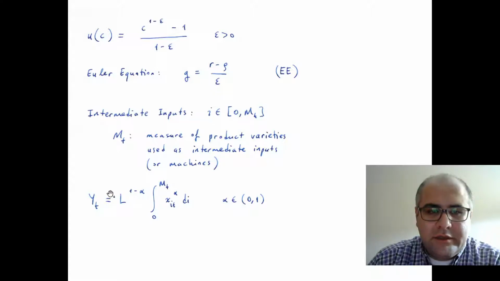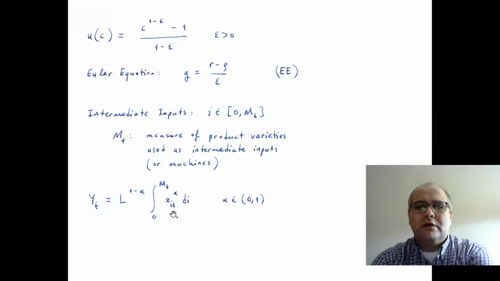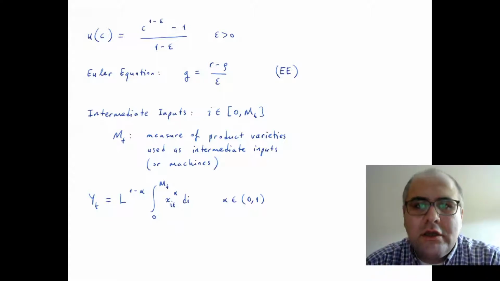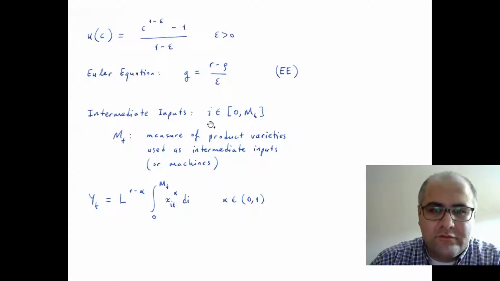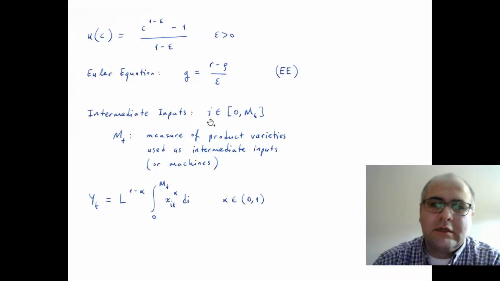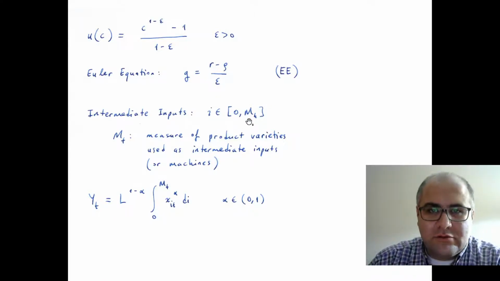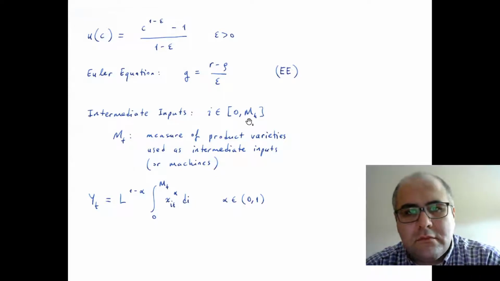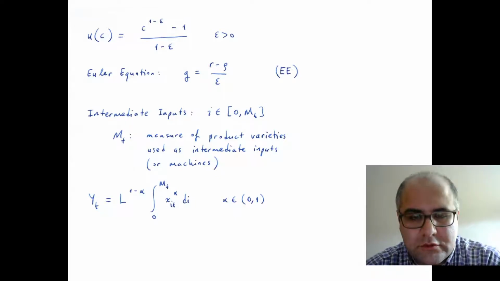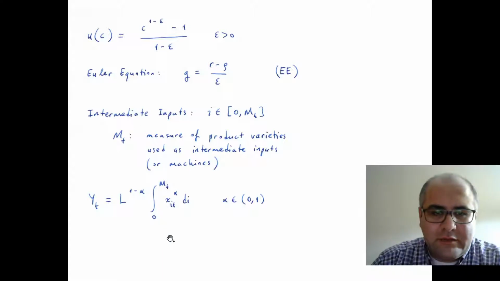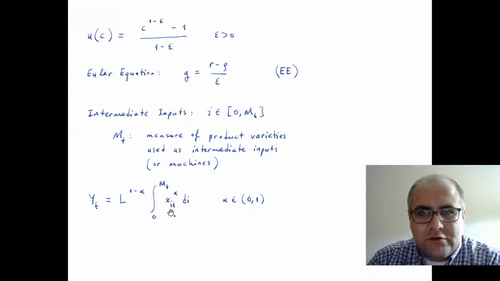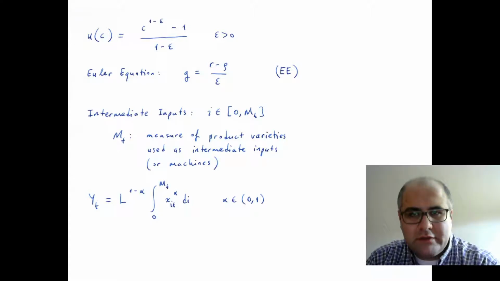Here, the final good, which is denoted by Y_t, is produced by means of labor and machines. There is this interval that we use to measure the machines. So i is an index variable for different product varieties or machines, right? And M_t is the total mass or total measure of these intermediate inputs. Now, if you look at the production function, L is labor and x_i,t is the total units of machine i used in period t.